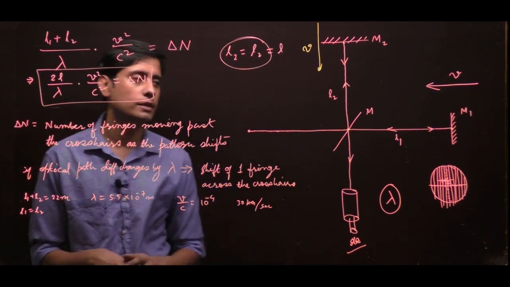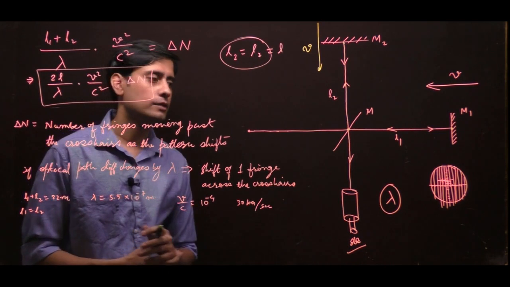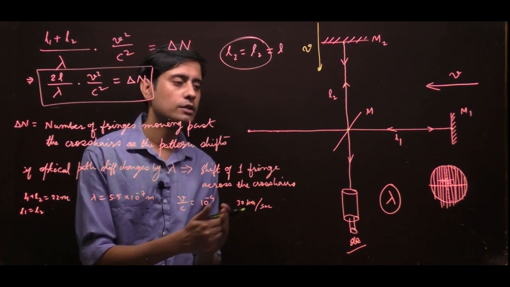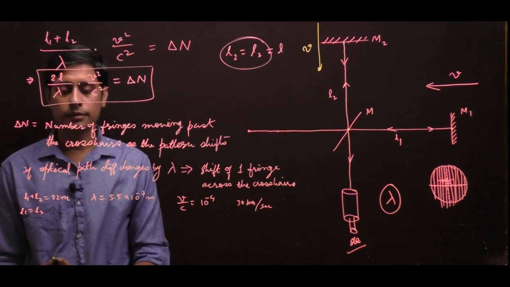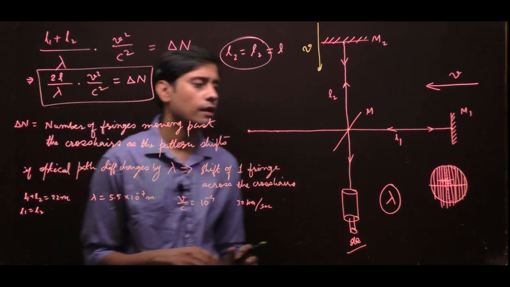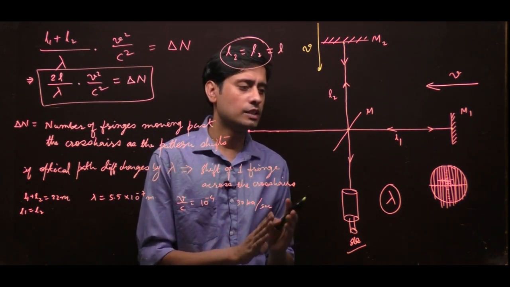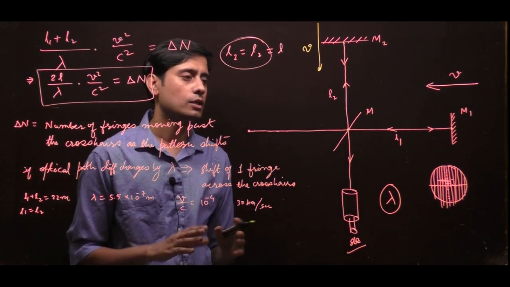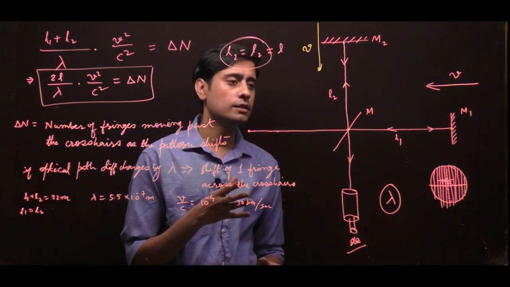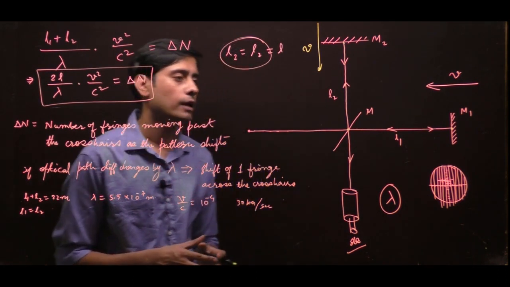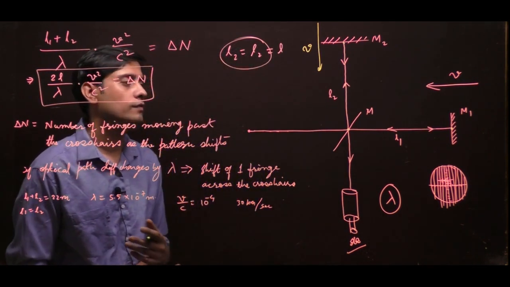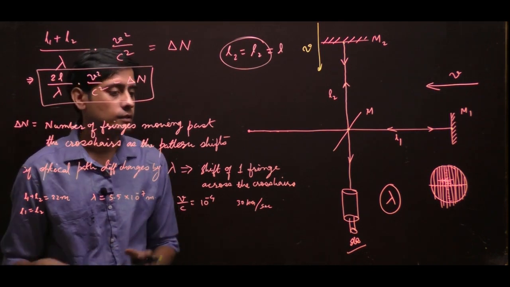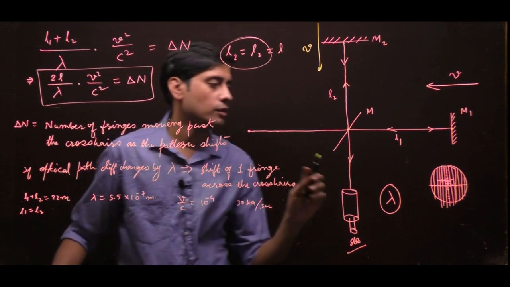We rotate the interferometer and there is some shift in the pattern, so a number of fringes move through the crosshairs, and we count the number of fringes moving past the crosshairs. Suppose that you notice that 5 fringes have shifted, so we can conclude that there must be a change in the optical path difference by 5 lambda. So if the optical path difference changes by lambda, the shift of fringe must be by 1.